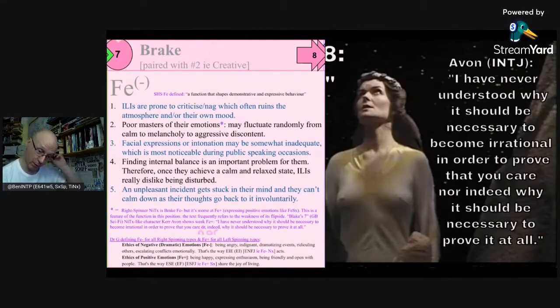Now, given that David West Keirsey's son, David Mark Keirsey, got a PhD in natural language processing, and he ended up working for DARPA, he would have been around a lot of INTJ resemblers. So, you know, they knew of them. They had experience of them. Finding internal balance is an important problem for them. Therefore, once they achieve a calm and relaxed state, ILIs really dislike being disturbed. But yeah, so that lack of control, the binary aspect, because we really do see it as ethics of emotions, a function that shapes demonstrative and expressive behavior.